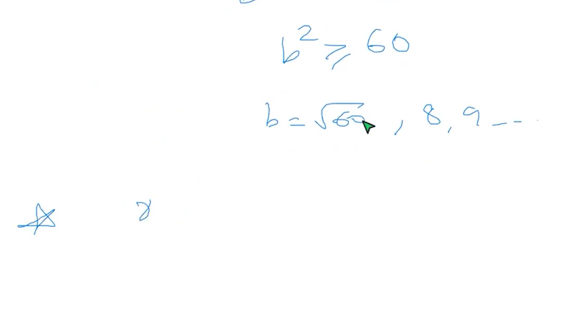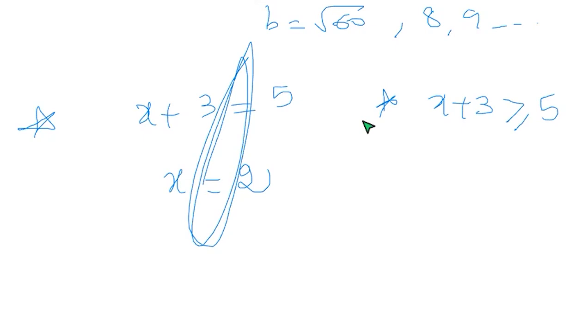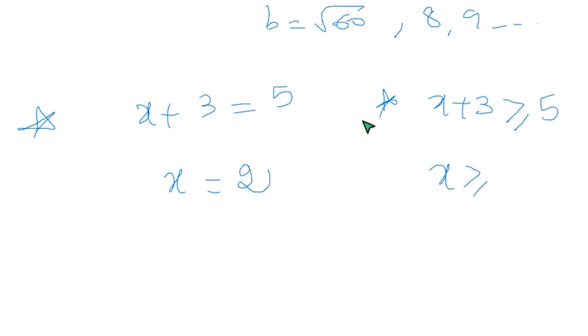Let's say if I write x plus 3 is equal to 5. What is the value of x? X is equal to 2. So similarly, if I write x plus 3 greater than or equal to 5, you solve as if there was an equal to sign. So x is greater than or equal to 5 minus 3, which is 2.